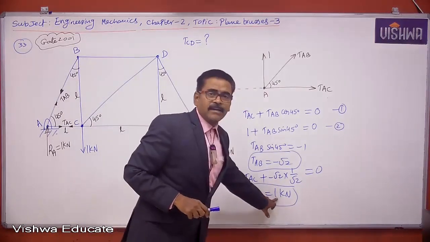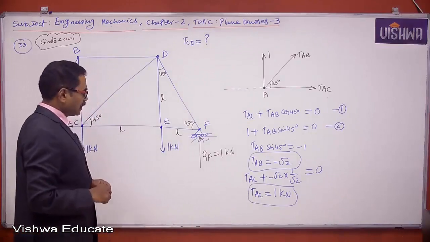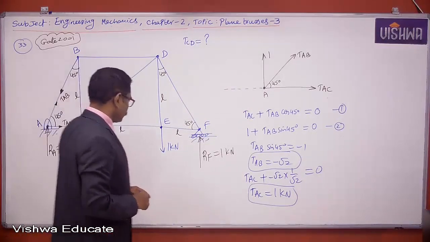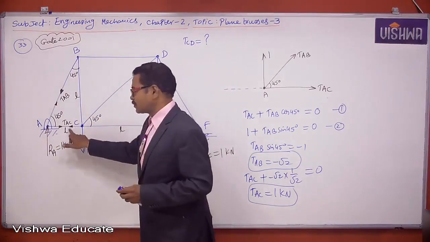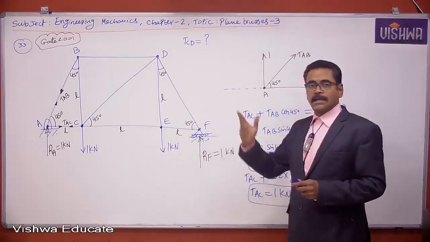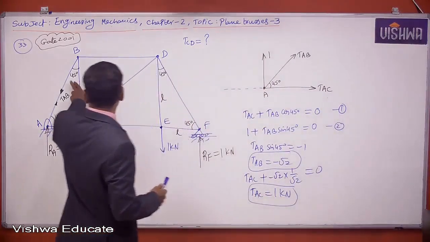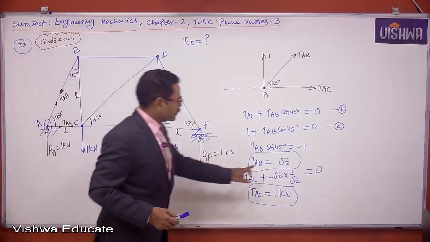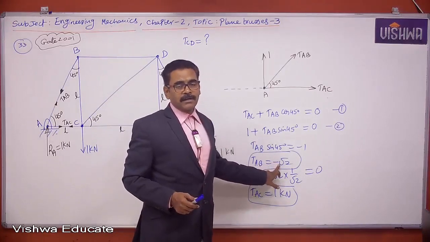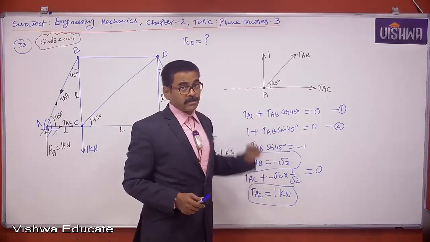Since you are getting a positive value here, your assumption is correct. You assumed TAC carries tension, and since you got a positive value, it really is carrying tension. But TAB, I assumed TAB has tension. Since I got a negative value here, TAB is not tension. TAB is compressive force.